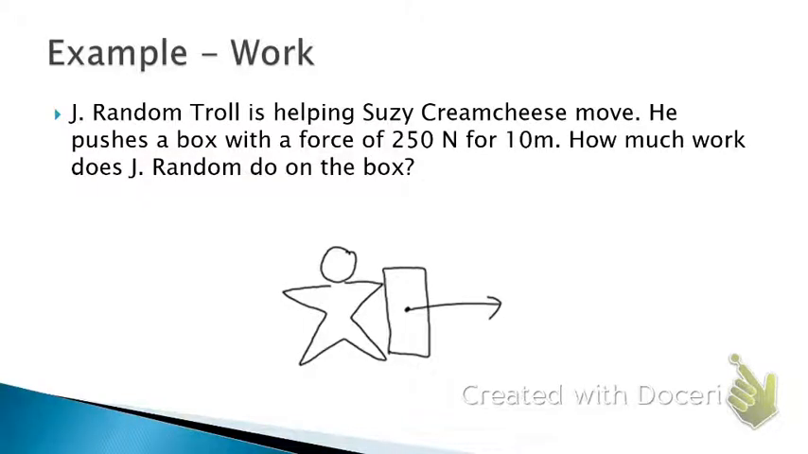JRandom Troll is helping Susie move. He pushes a box with a force of 250 newtons for 10 meters. How much work does JRandom do on the box?